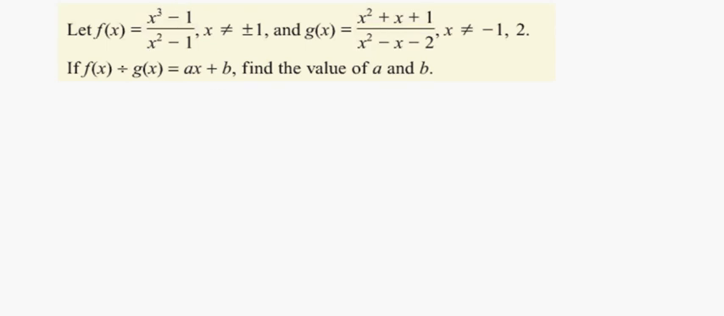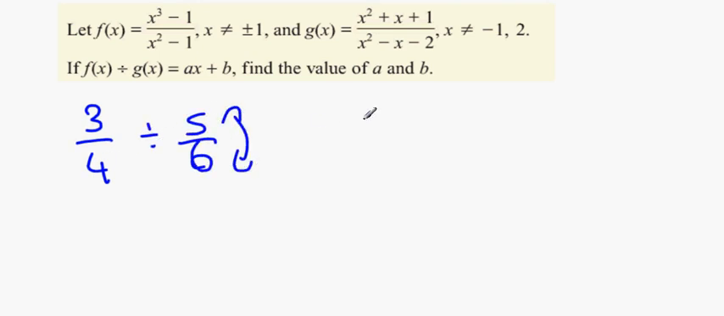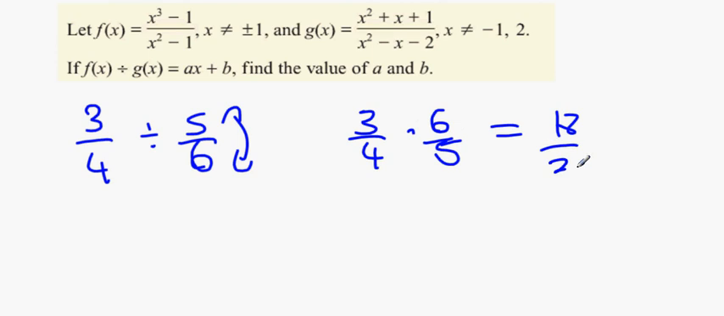Let f of x be equal to x cubed minus 1 over x squared minus 1, and g of x is equal to x squared minus x minus 2 over x squared plus x plus 1. It wants me to do f of x divided by g of x. It's basically one fraction divided by another fraction because they're both fractions. Remember junior cert, when I divide by fractions, what I do is I turn the second one upside down. So I'm going to get 3/4 multiplied by 6 over 5, and my answer should be 18 over 20.